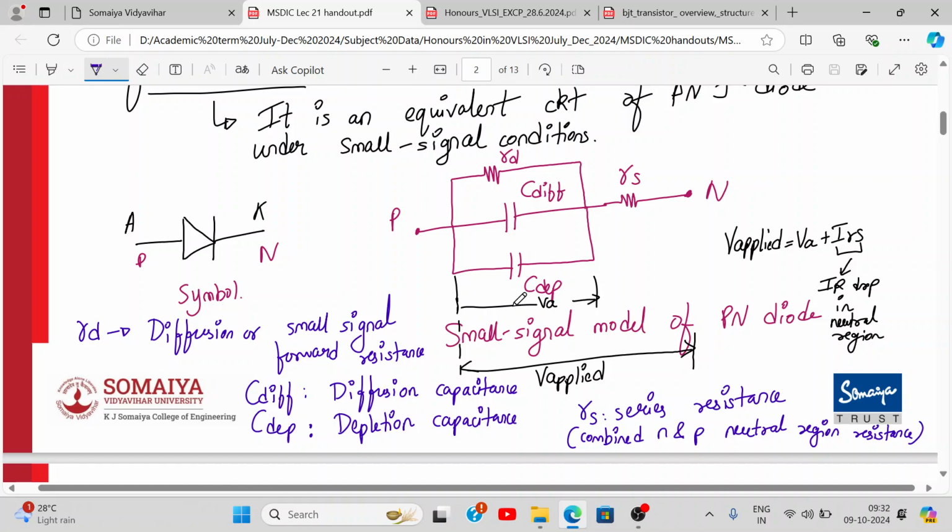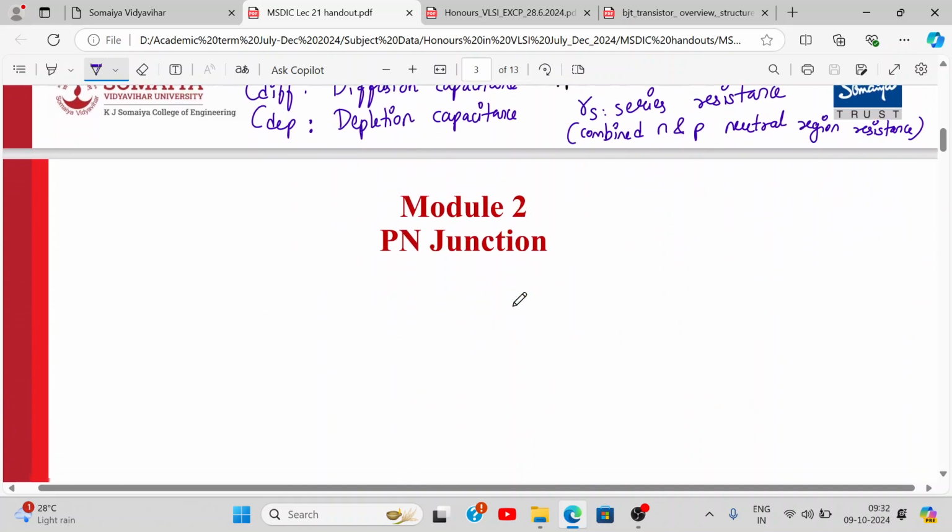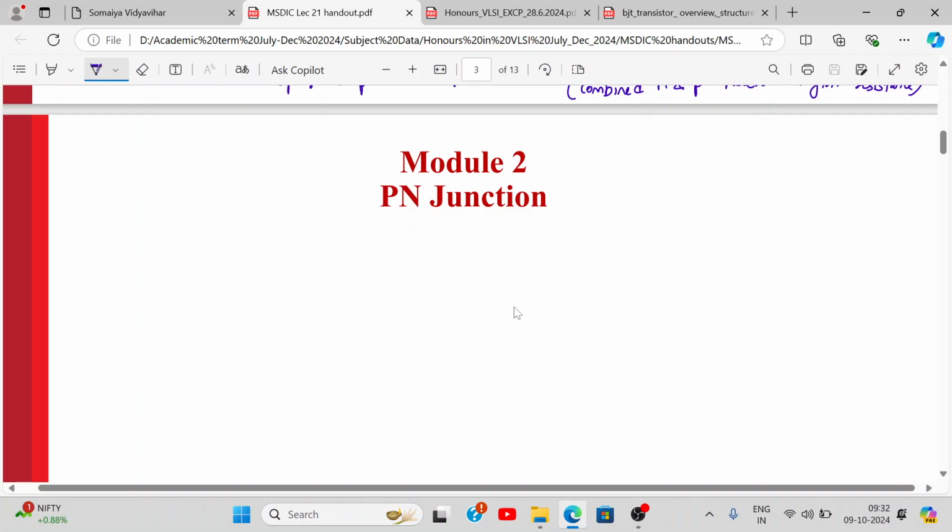So now we'll try to derive the formula for the small signal. What do you mean by small signal? Small changes in the applied voltage. And it's basically an approximation. All right, so what I was saying was, we'll have a PN junction, and let's say we forward bias it.